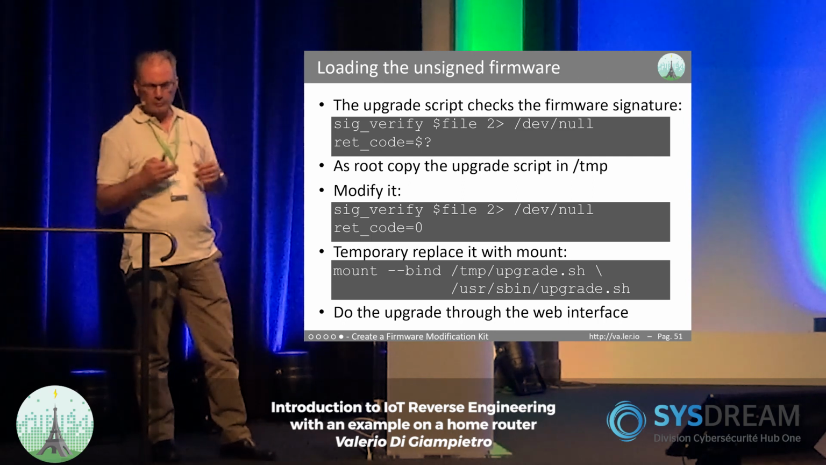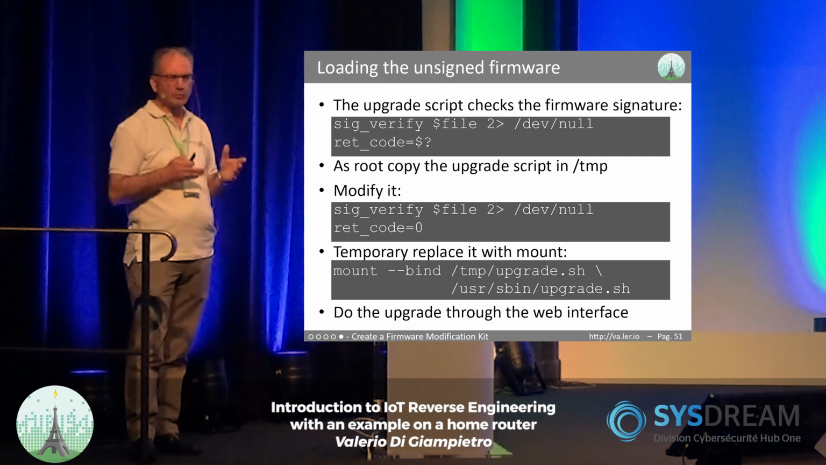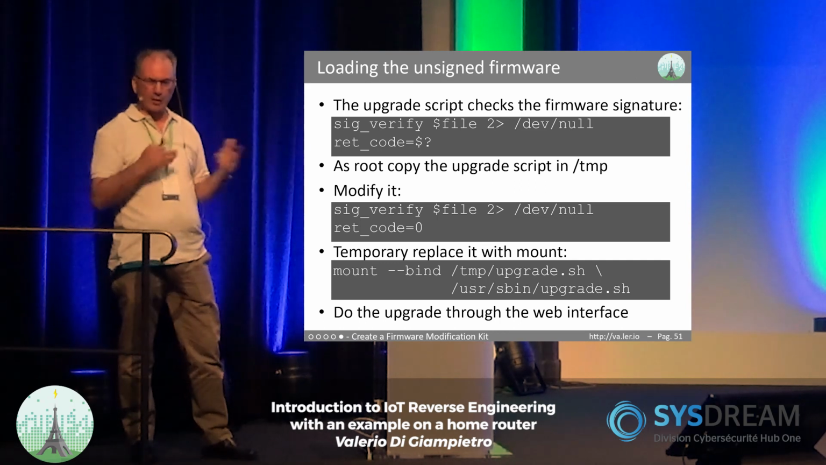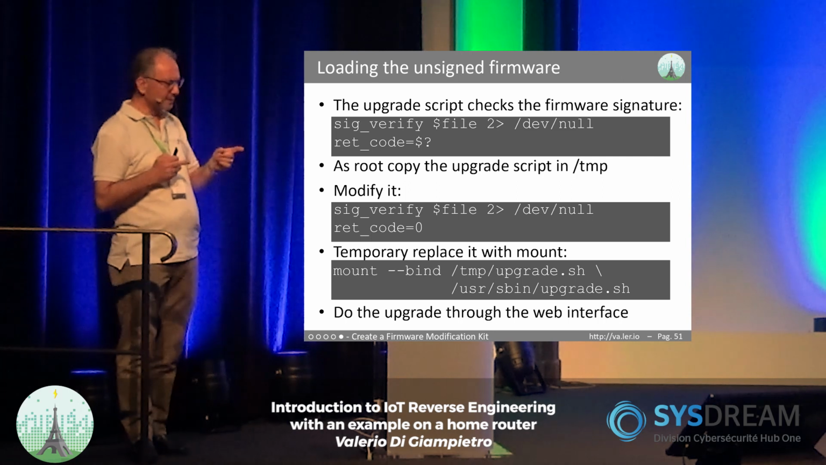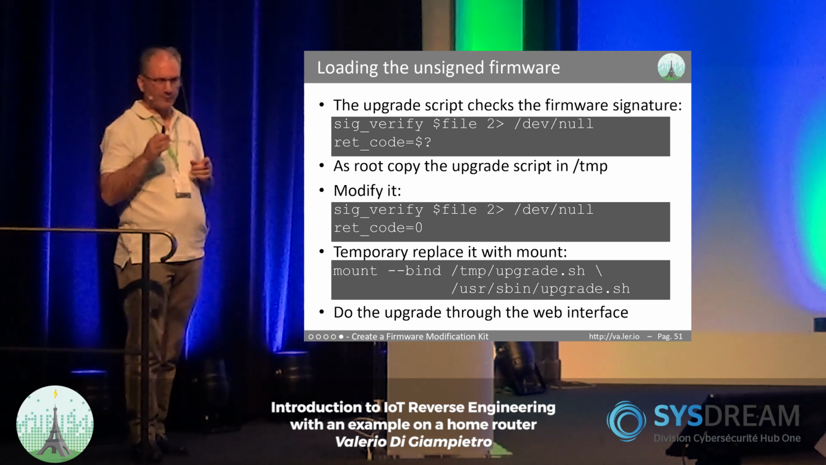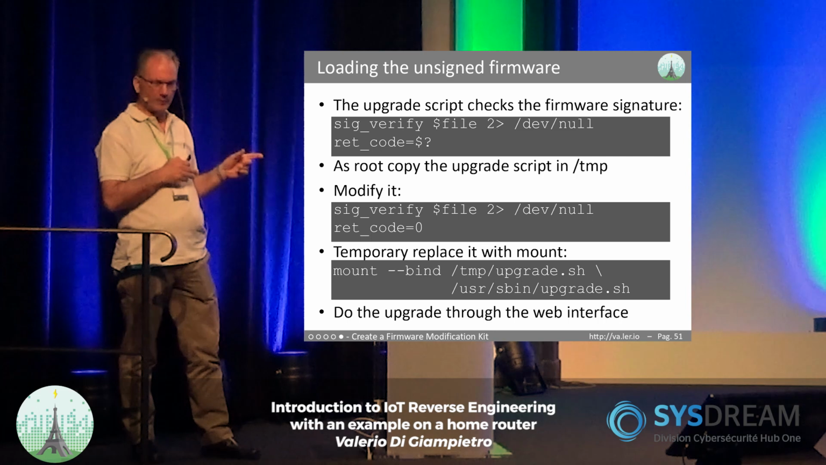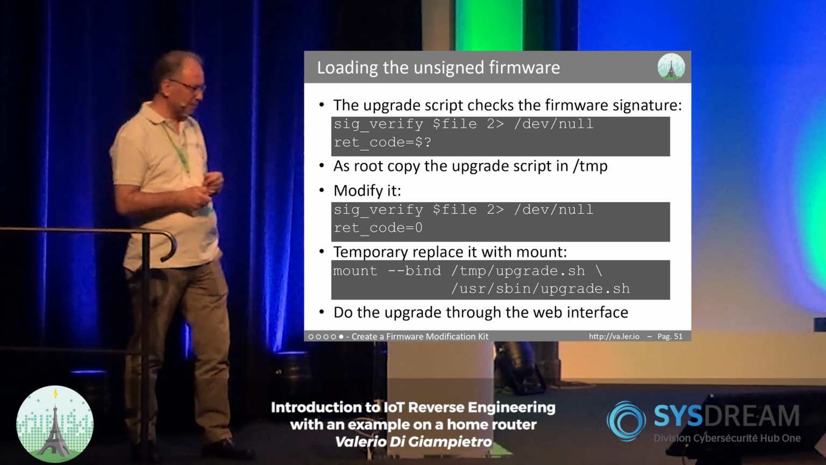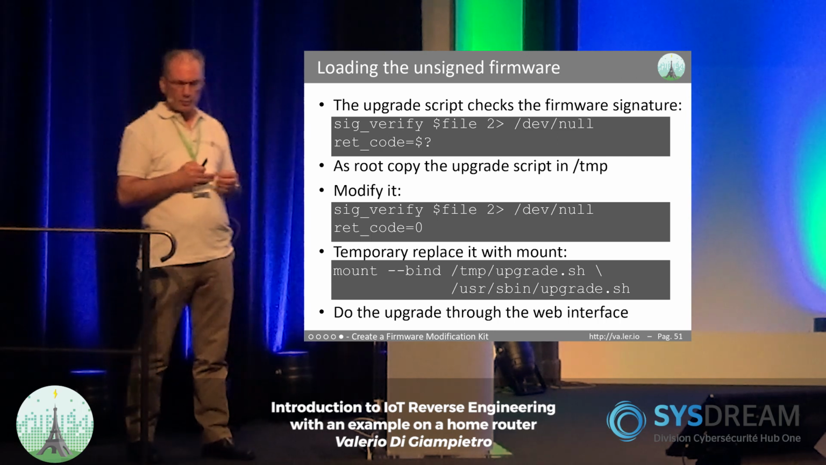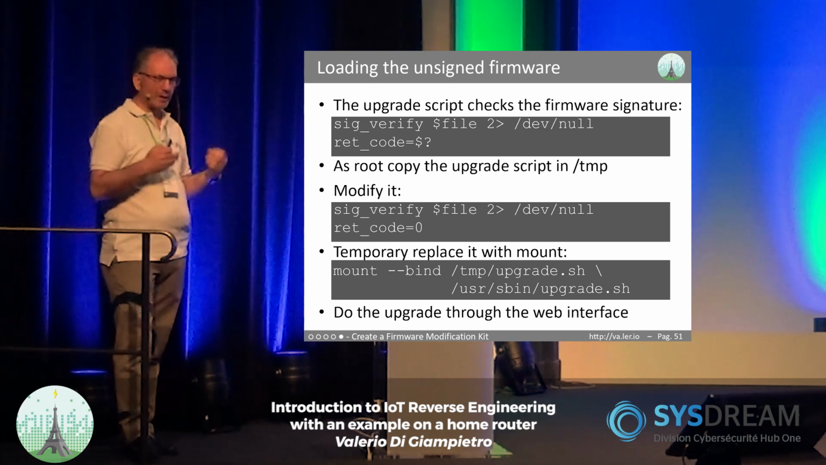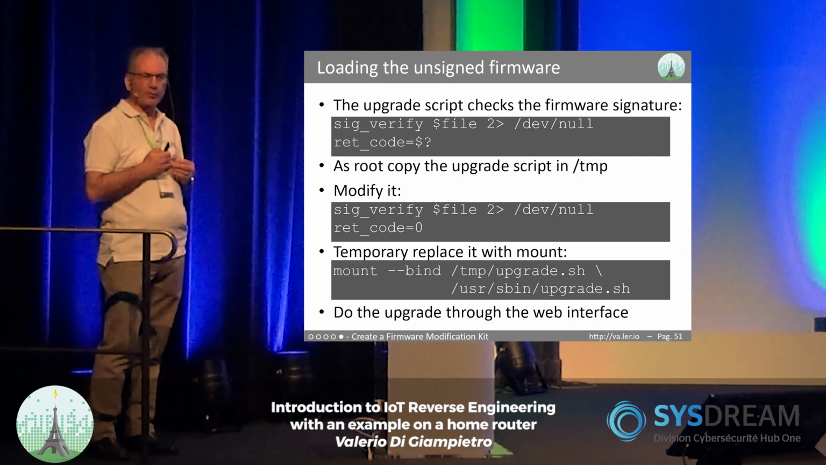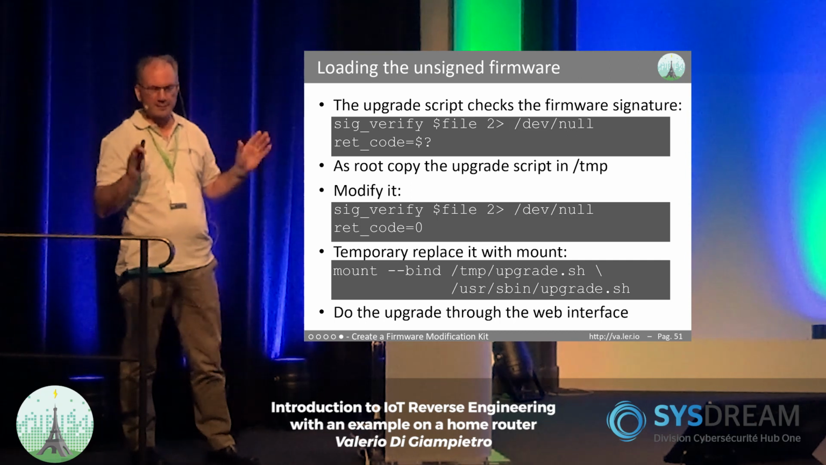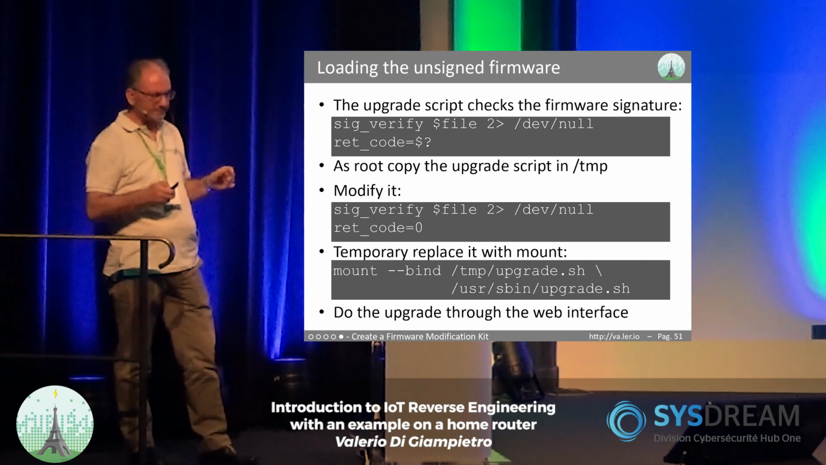The bind option in the mount command is usually used to mount a folder over another, but it can also be used to mount a file over another. And an interesting thing is that it can also be used to mount a file over another in a read-only file system. In this case, we can temporarily replace the upgrade.sh script. Doing so, we can now do the upgrade with our unsigned firmware file, and the upgrade will succeed. So we have reached our target, which was to modify the firmware.